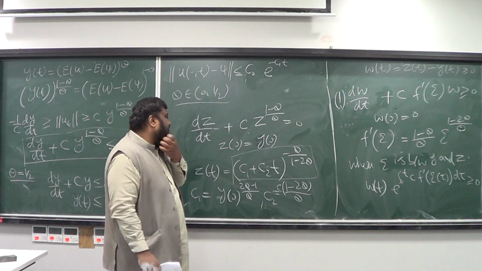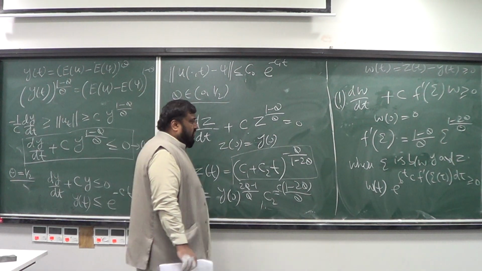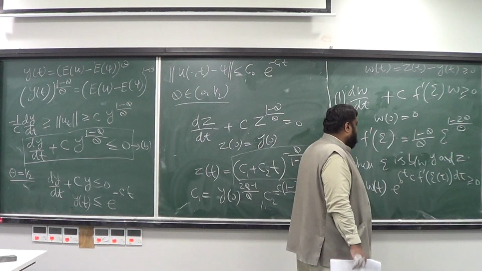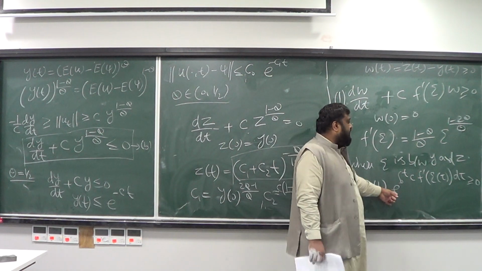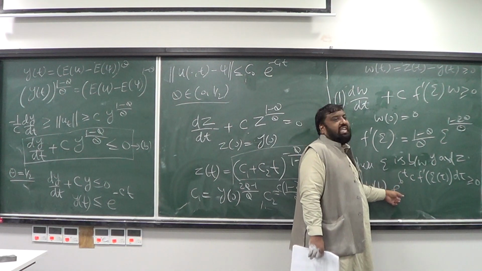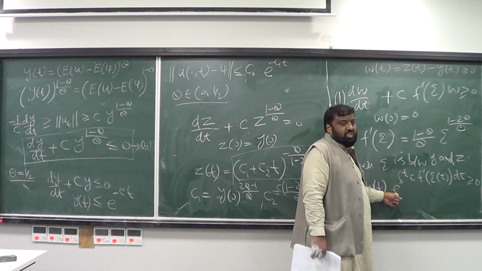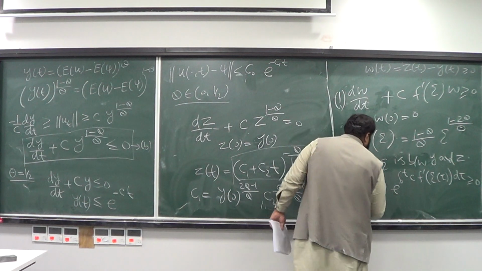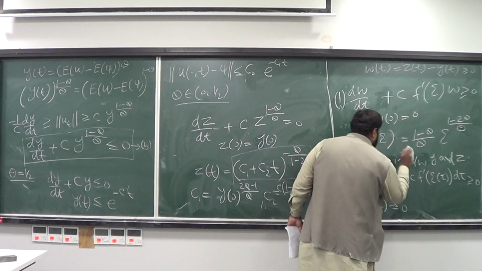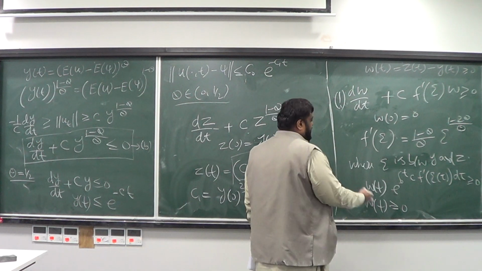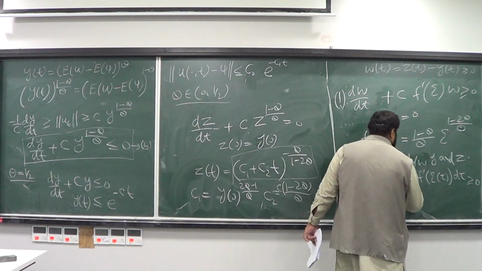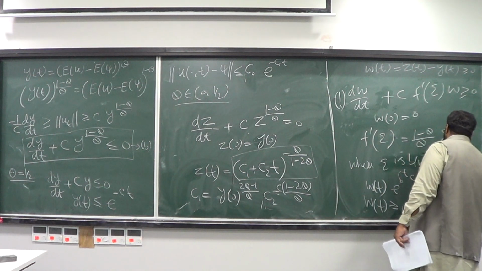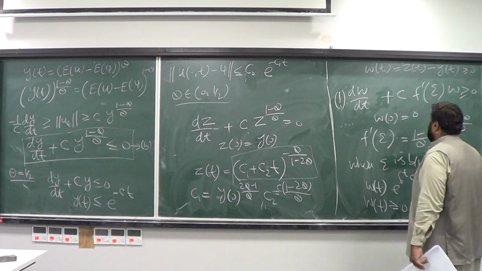Now if this is bigger than or equal to 0, the product of two quantities is greater than or equal to 0, so either both are positive or both negative. But this guy cannot be negative. So this means that this is positive, and if this is positive, this must be positive as well. So w of t is greater than or equal to 0. This implies that z of t is greater than or equal to y of t.